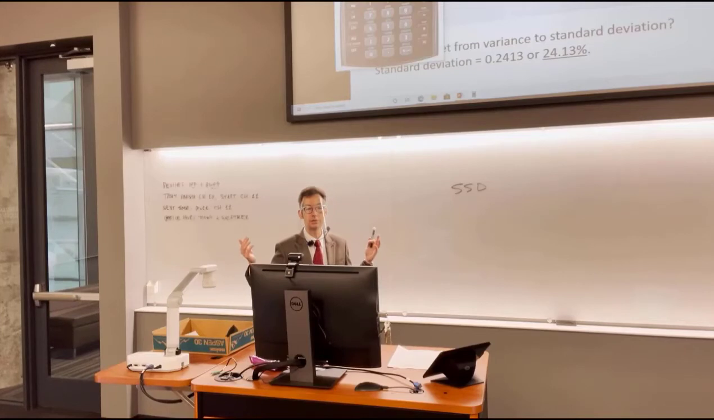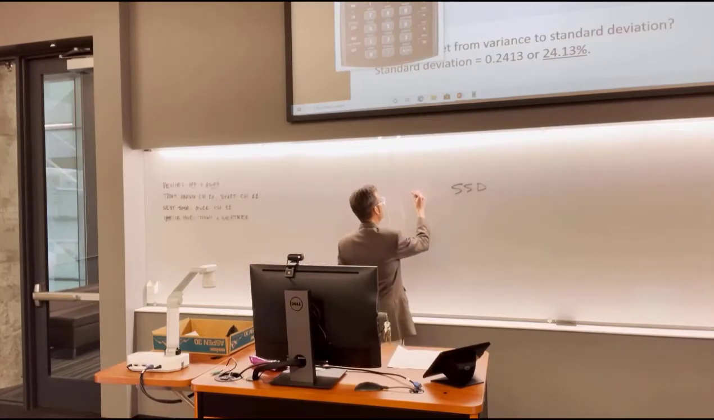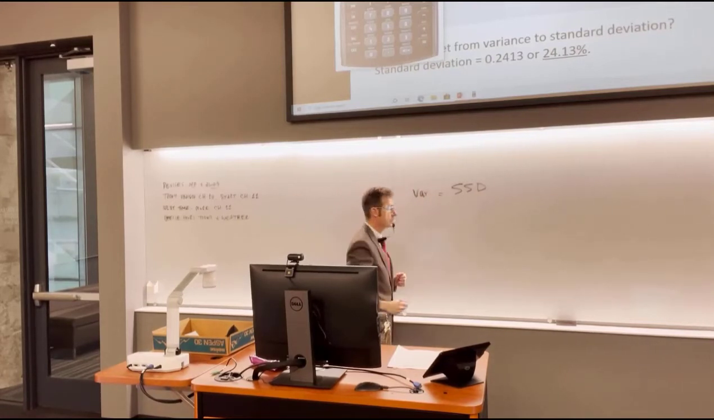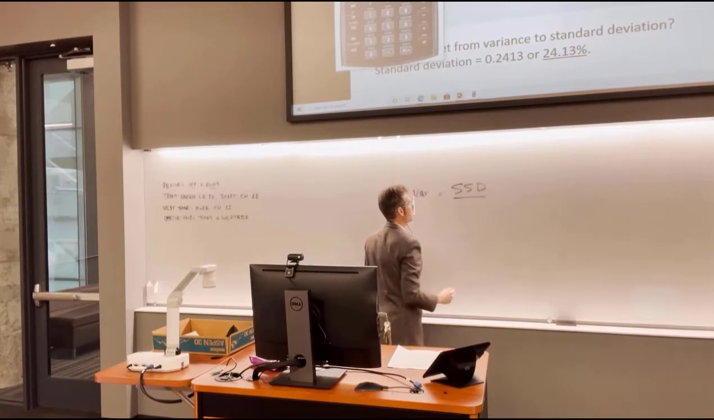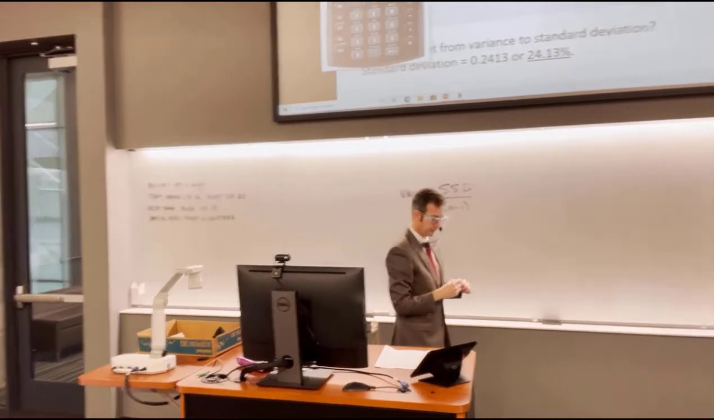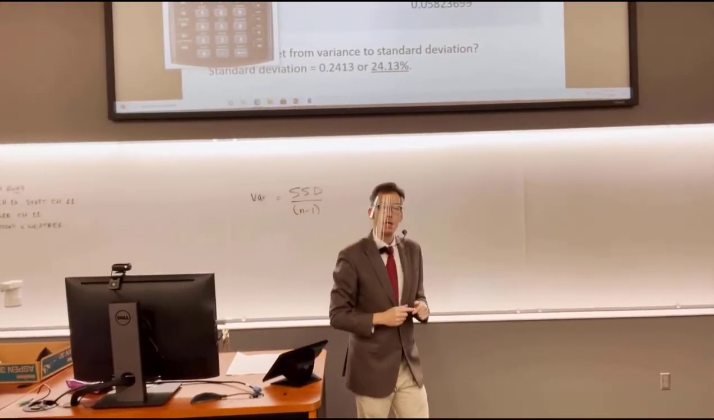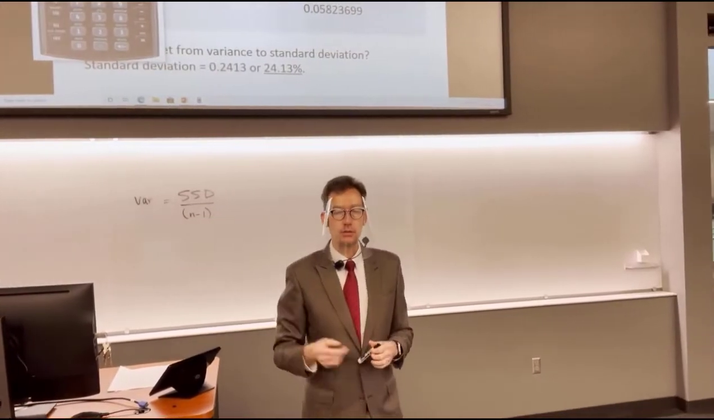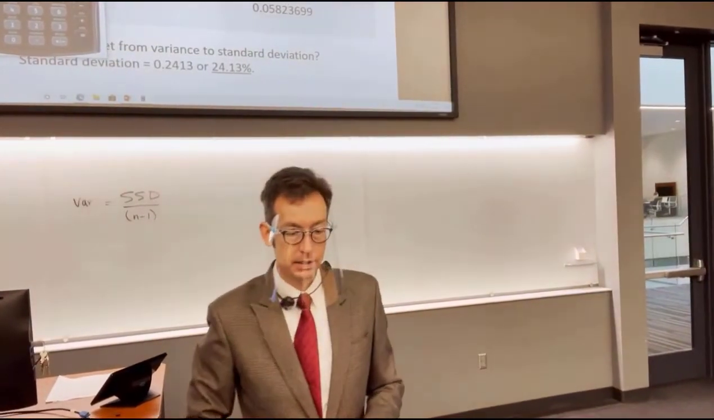Now, here's where the weirdness comes in. So far, we don't have variance, we don't have standard deviation, we're just still making the stuff up to get there. But when you're dealing with sample data, all you gotta do to get the variance is to take the sum of squared deviations and divide by n minus 1.